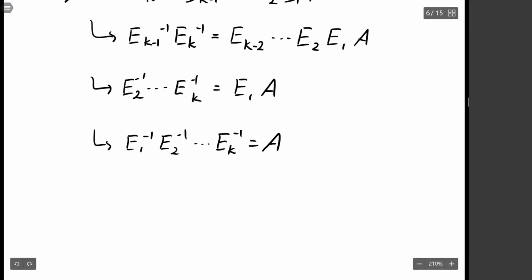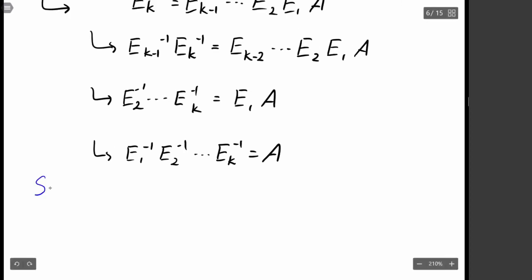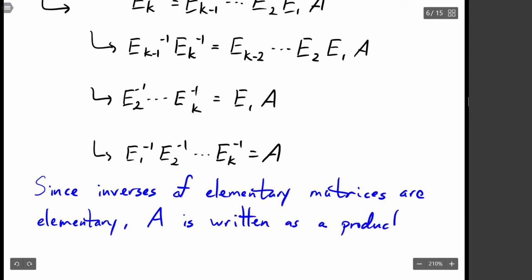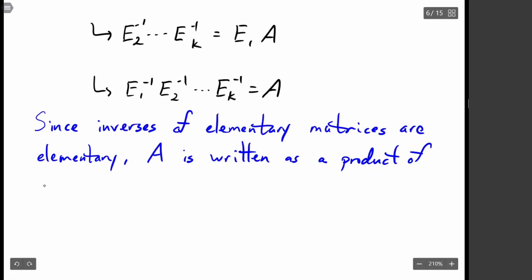And I think I actually forgot to explicitly state this, but since inverses of elementary matrices are elementary, think of how we constructed them before, A is written as a product of elementary matrices.